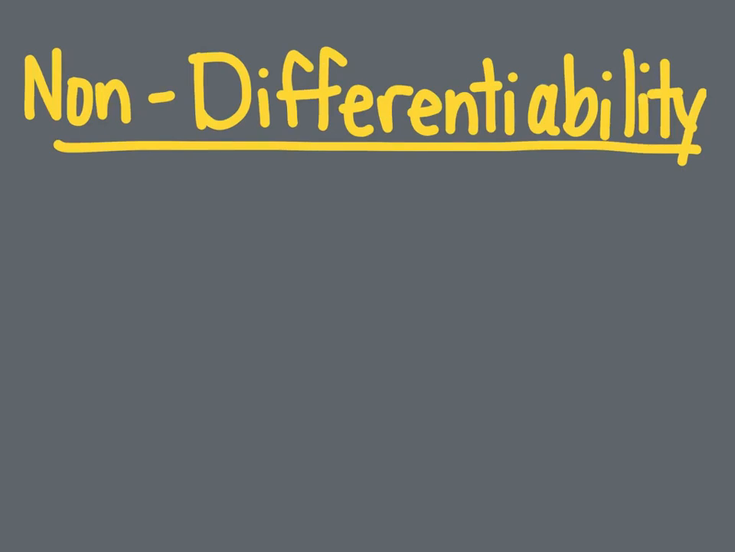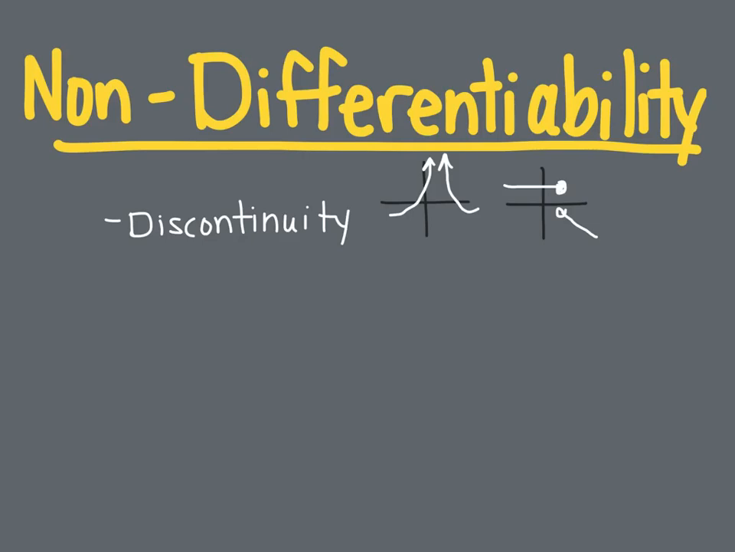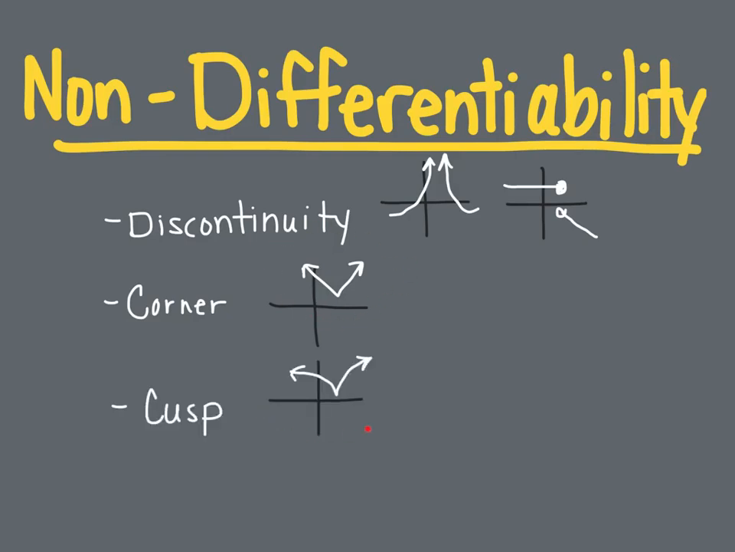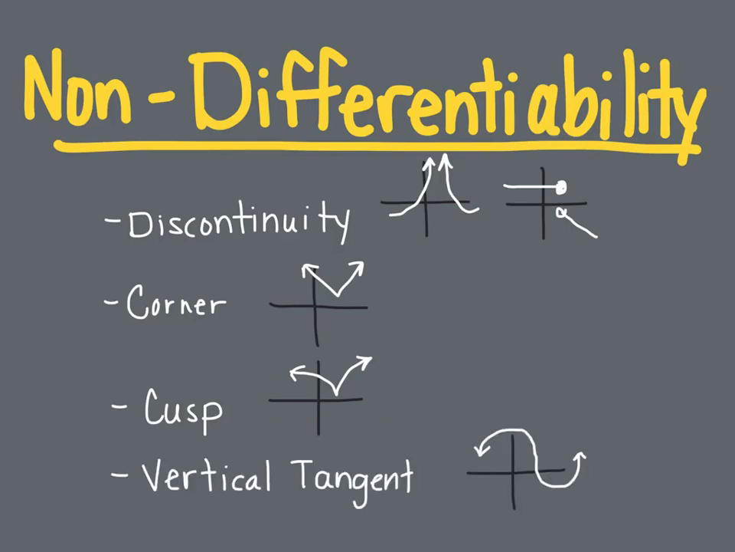There are 4 types of ways where a function can be non-differentiable. First off, you can have any of the discontinuities. A corner is a drastic change from one direction to another. A cusp is an even more drastic change from one direction to another. And a vertical tangent occurs when the slope is undefined.